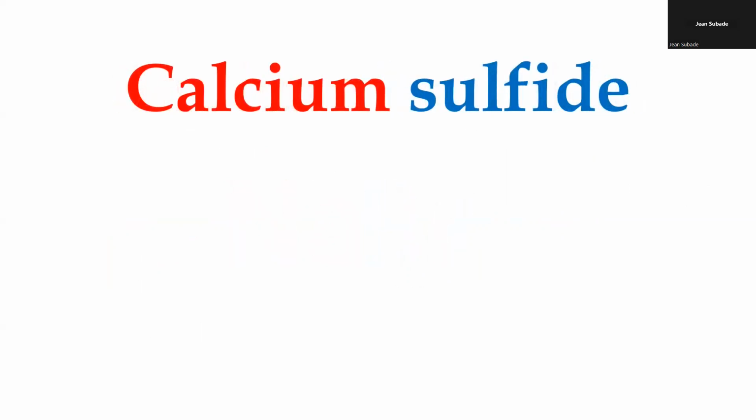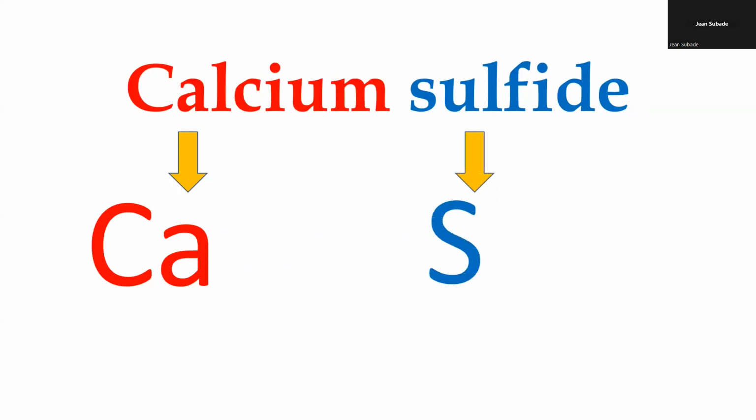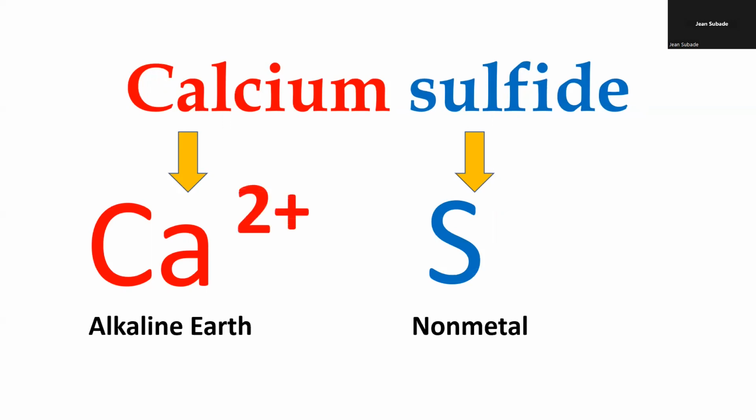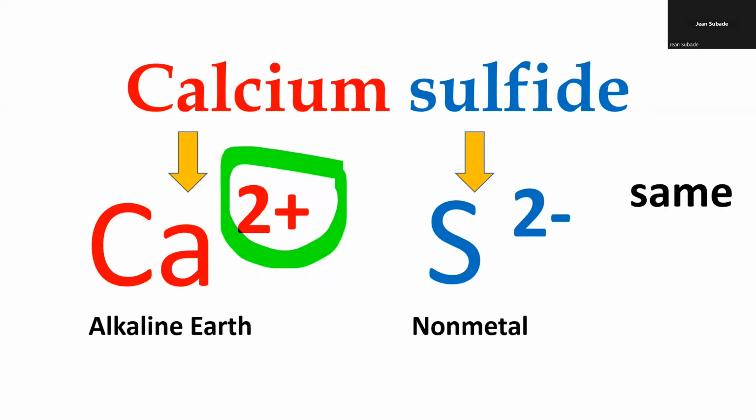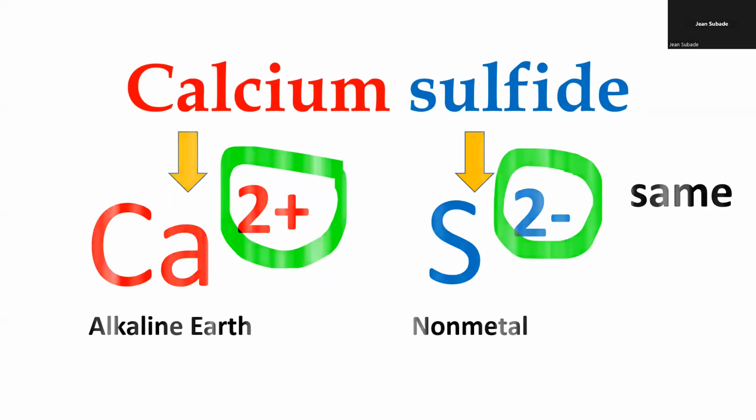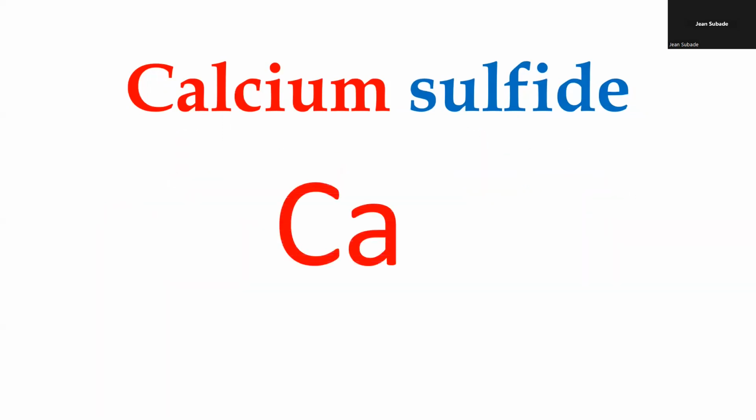Another example is calcium sulfide. In calcium sulfide, first step, you have to write down the symbols. Calcium is Ca, and sulfide, or sulfur, is S. Calcium is an alkaline earth metal and sulfur is a non-metal. Next, you write down the charges: +2 for calcium and -2 for sulfur. Crisscross method, but since they are the same, you don't need to crisscross them anymore. So here, you just write down calcium sulfide as CaS.